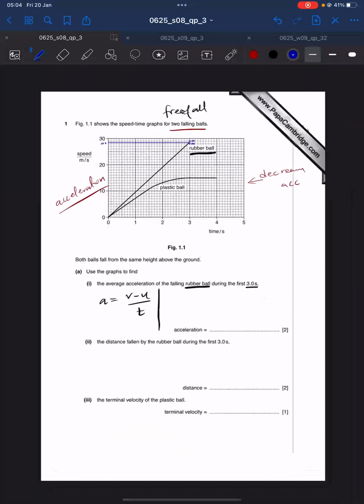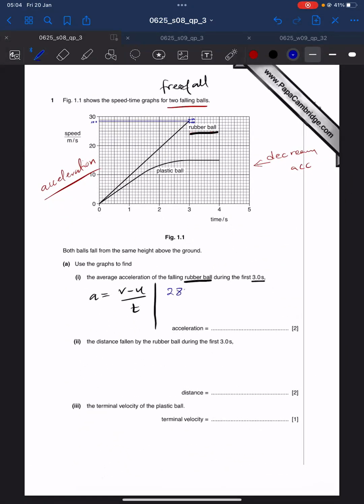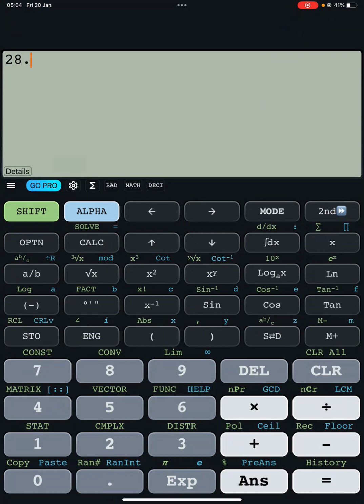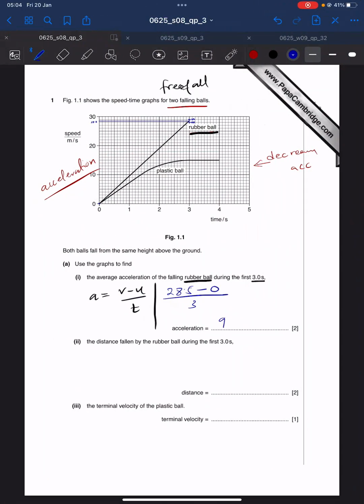طيب so the final velocity is 28.5 minus 0, which is the initial velocity, divided by the time taken, which is 3. So 28.5 minus 0 divided by 3, 9.5. So that's the acceleration, 9.5. Very important, the units meters per second squared for acceleration.